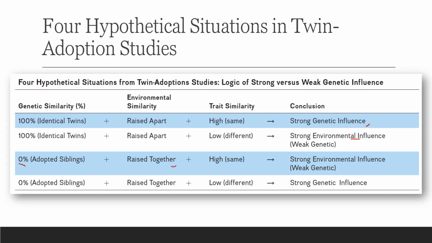What if two people from two different sets of parents are raised together and then they end up being the same? So why are they the same? Is it because of environment or is it because of biology? We cannot say that it's because of biology because they have different parents. So what makes them similar is their environment. Okay, so I hope you can follow the different possible conclusions and how we were able to draw these conclusions.